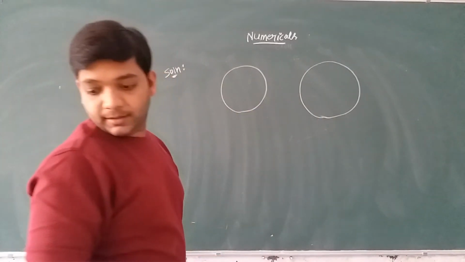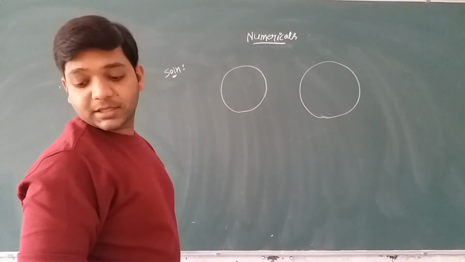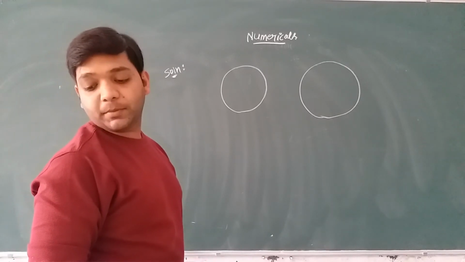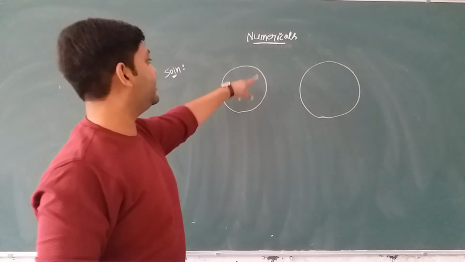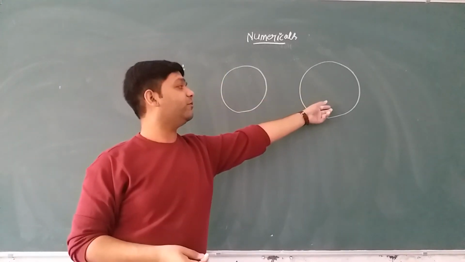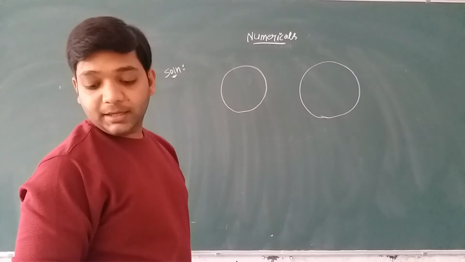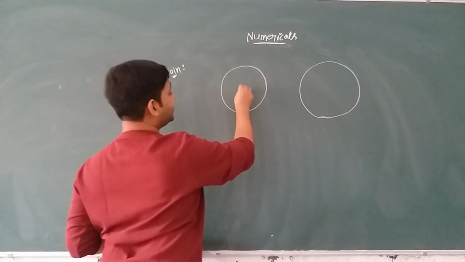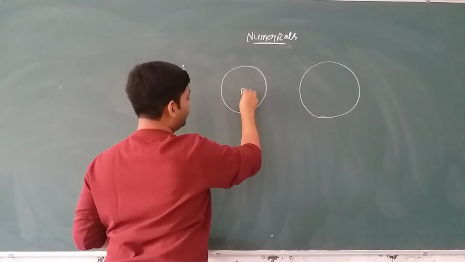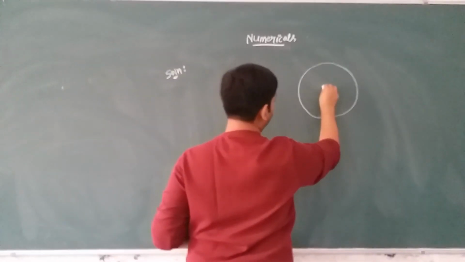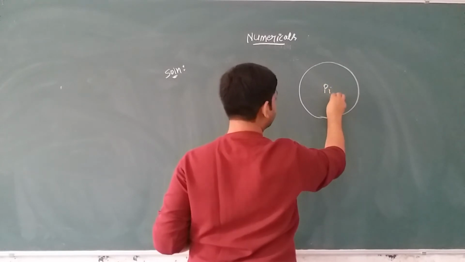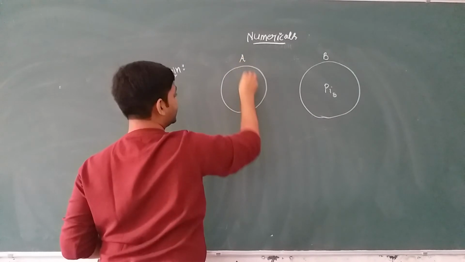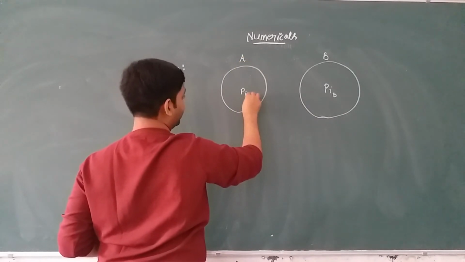Because the pressure inside the first soap bubble is smaller, its radius will be greater than the radius of this soap bubble. So this is the value of total pressure, which is given as Pi. Suppose this is soap bubble B, so I am writing it as PIB, and this is soap bubble A, so I am writing it as PIA.